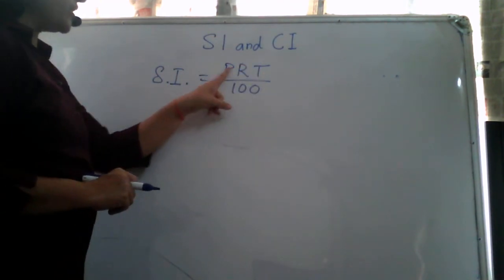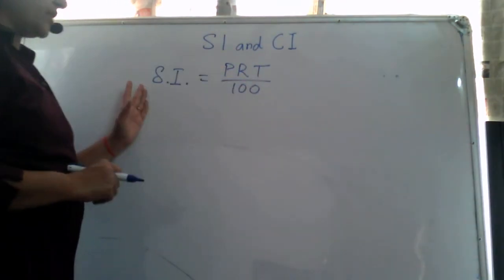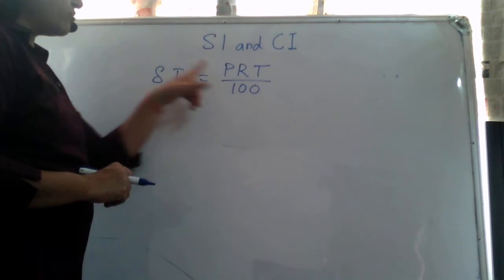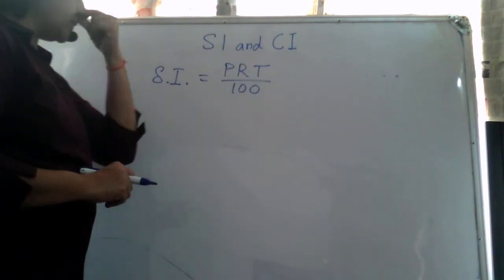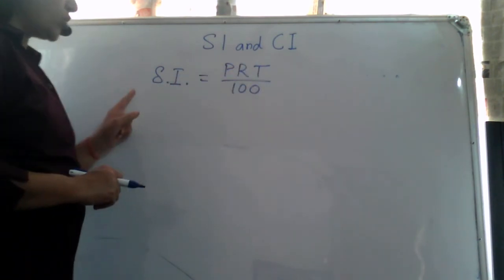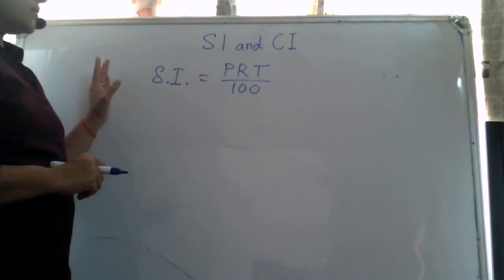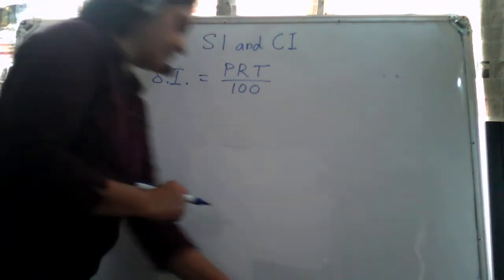Either you may know P, R, T and you can find out SI, or if you know SI, P, R, you can find T. Similarly, if any one is not known and the other three are known, you can find that unknown.